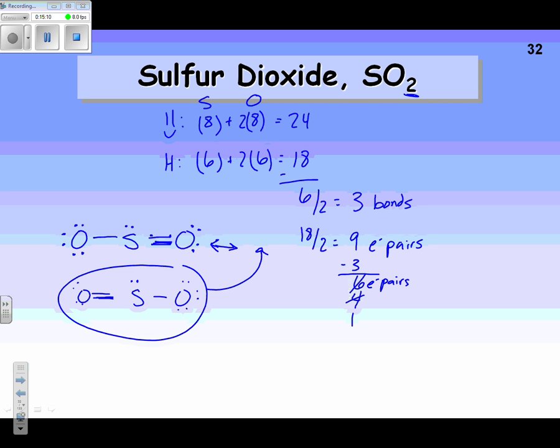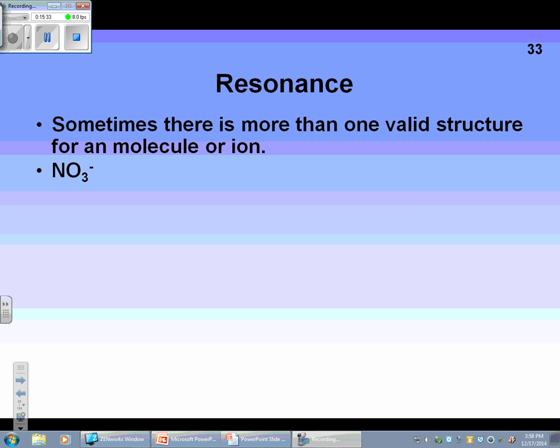It's almost like each bond has, or each atom has, a bond and a half. But we can't really draw half bonds. So we just draw all possible structures with this double-headed arrow in between them. And again, that is called a resonance structure. So resonance structures: sometimes there's more than one valid structure for a molecule or an ion.